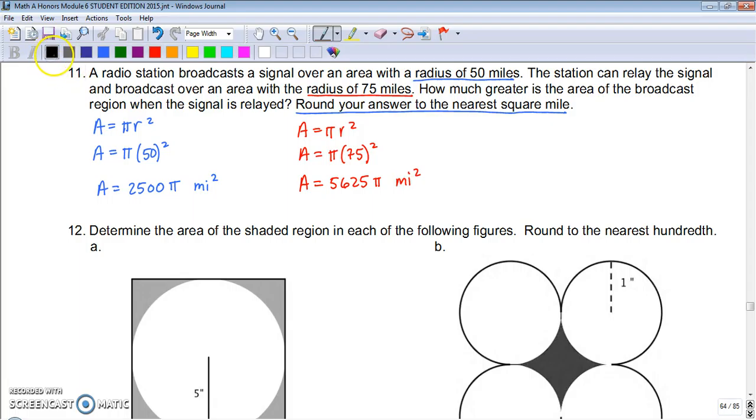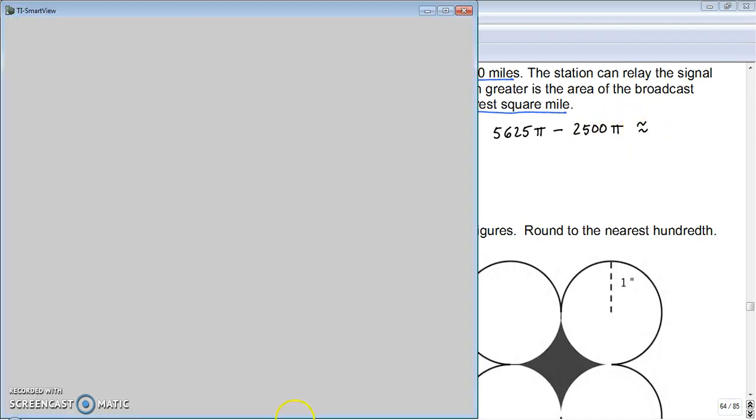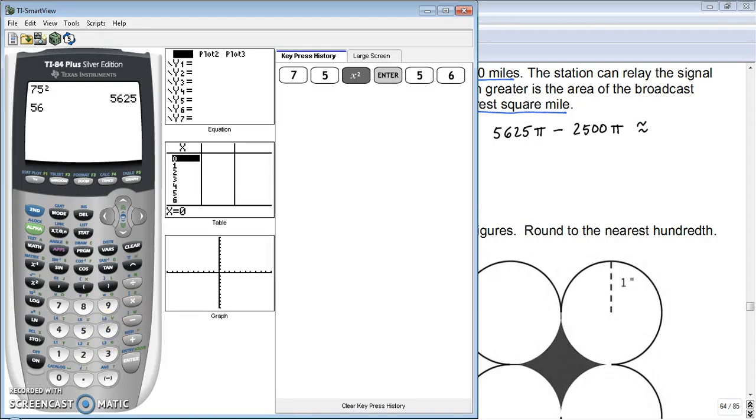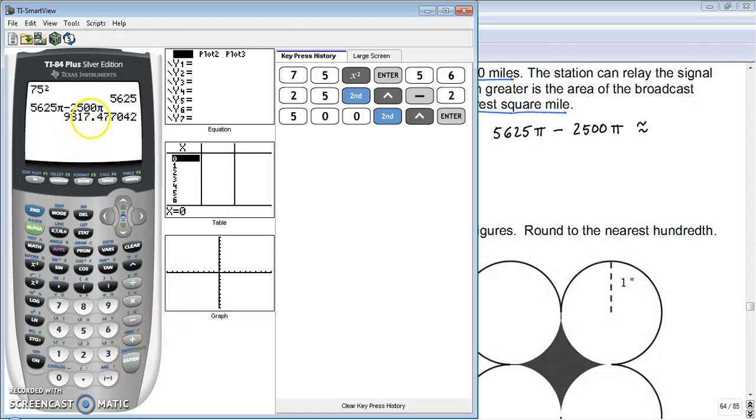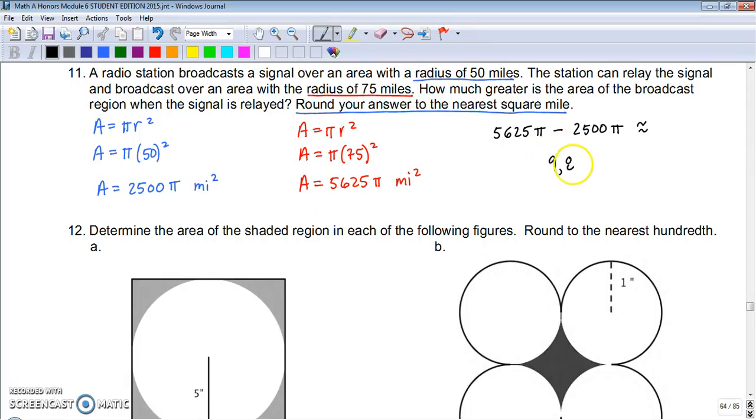And now with my calculator, to figure out how much larger it is, I'm going to find the difference. And so I'm going to figure out what is 5,625 times pi minus 2,500 times pi. So we have 5,625 pi minus 2,500 pi. We're rounding to the nearest whole number, so that would be 9,817 square miles.